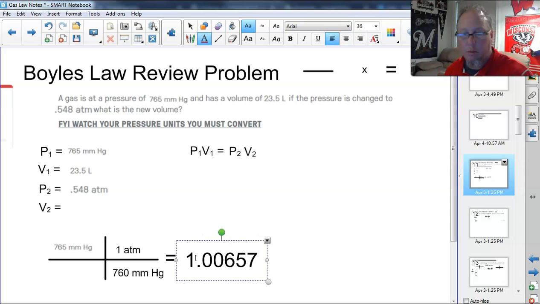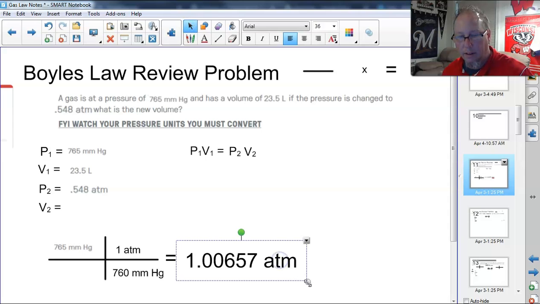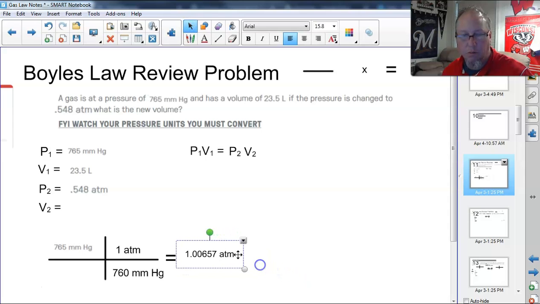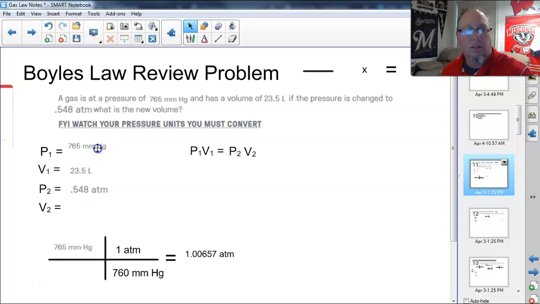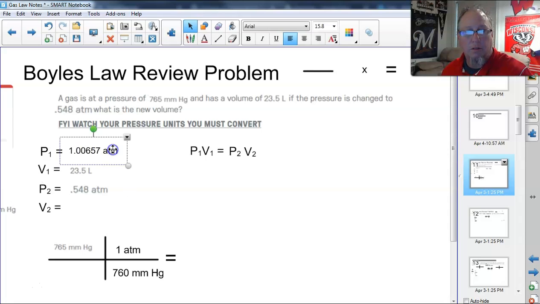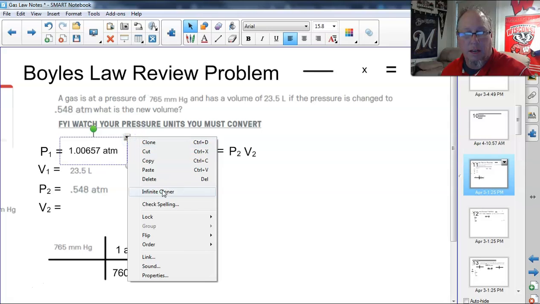1.00657. That's probably enough significant digits. ATM. I'm not going to round for significant digits until I'm completely done with the problem, because I want to make sure I don't have any rounding errors. So instead of this pressure, I'm going to use this, which actually are the same thing, they just have different units. Now I can do the problem that was originally set up.